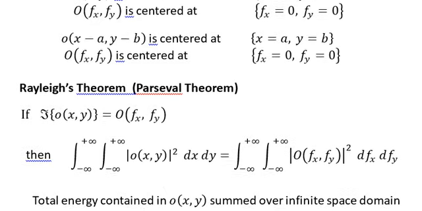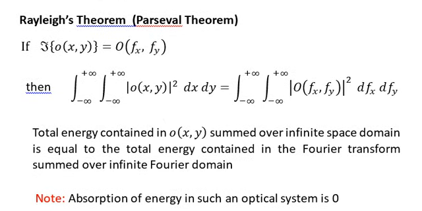Now Rayleigh's theorem, also known as Parseval's theorem. If we have the Fourier transform of a small object O at x comma y as capital O at fx comma fy, then the sum of energies of the object, which is the absolute square of O at x y summed over all the space domain, is equal to the energy contained in the Fourier spectrum, that is the absolute square of O at fx comma fy summed over the whole Fourier domain.